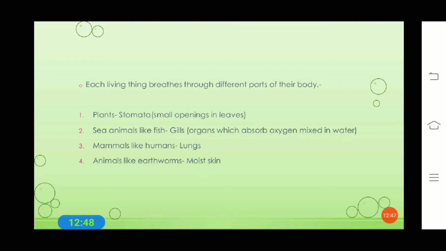What about animals? Water animals can't take oxygen from the atmosphere. So how do they use oxygen? Water animals use oxygen which is dissolved in the water. They have organs which absorb the oxygen mixed in the water. Mammals like humans use lungs to breathe. And animals like earthworms breathe through their skin.